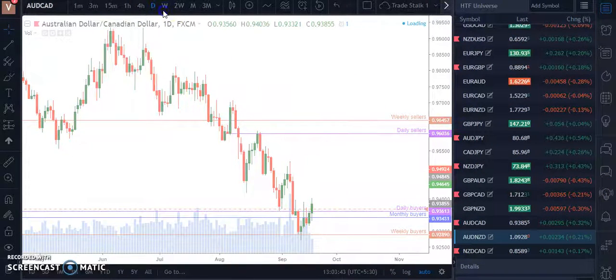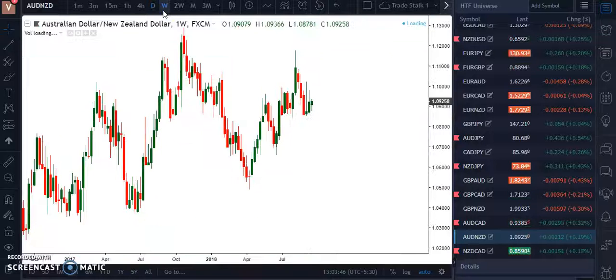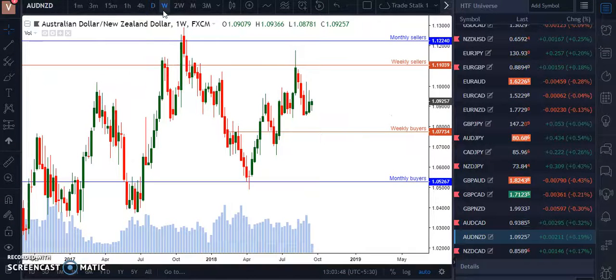Aussie New Zealand, this was on my list of picks last week, and probably my second best pick for last week, despite the fact that on some of the lower time frames it looked like a neutral pair, because Aussie and New Zealand were showing very similar structures when compared to other pairs. So for example, Aussie US and New Zealand US, they had similar structures and everything like that.